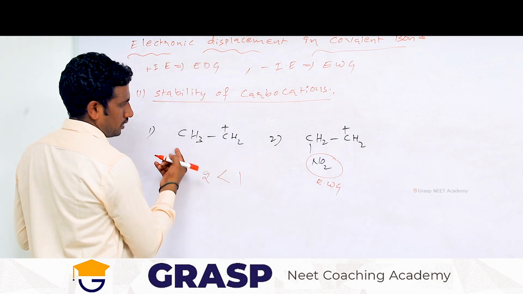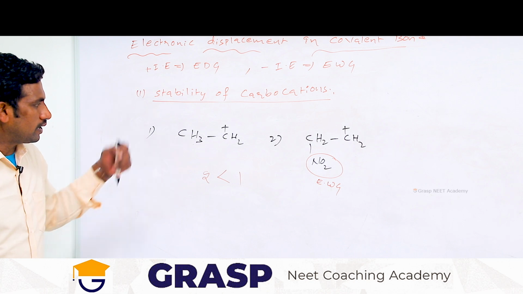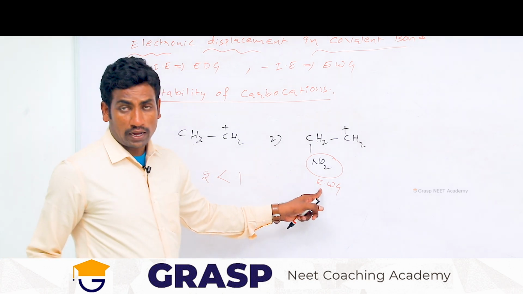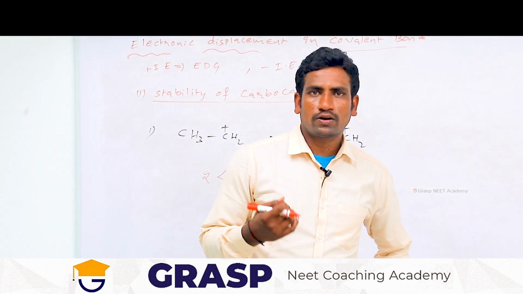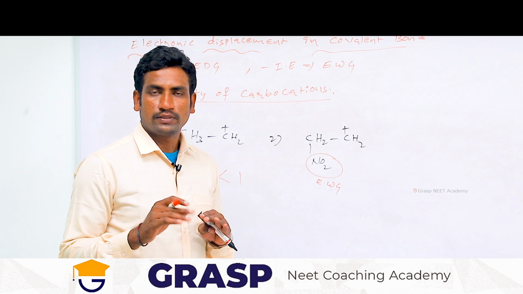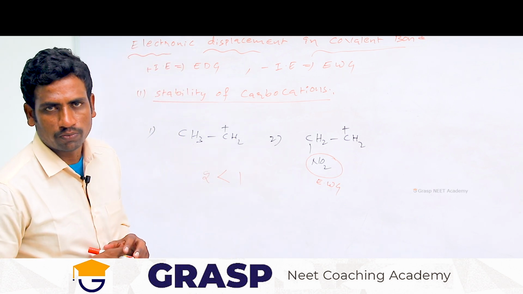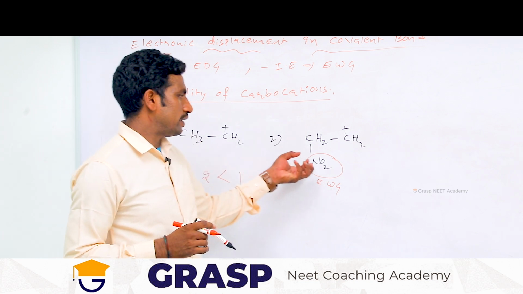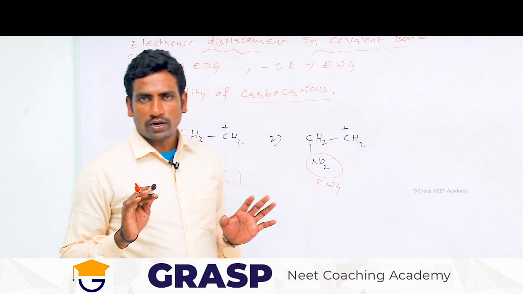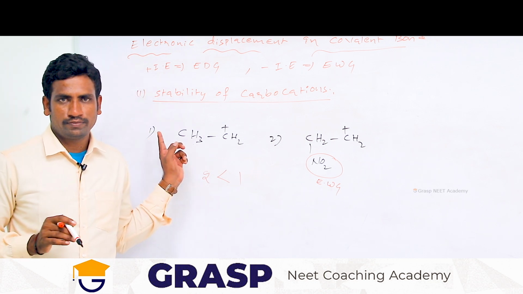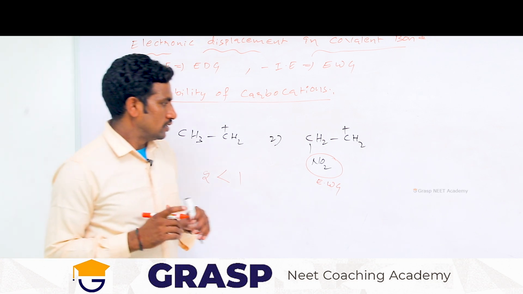Here there is a methyl group, with no hydrogen, so here the electron donating group is present. Already I said electron withdrawing groups attached to a carbocation destabilize it. Electron donating groups stabilize carbocations. Here an electron donating group is attached, but there an electron withdrawing group. Due to the electron withdrawing group, it is going to be less stable than the first one. That is the importance of this.